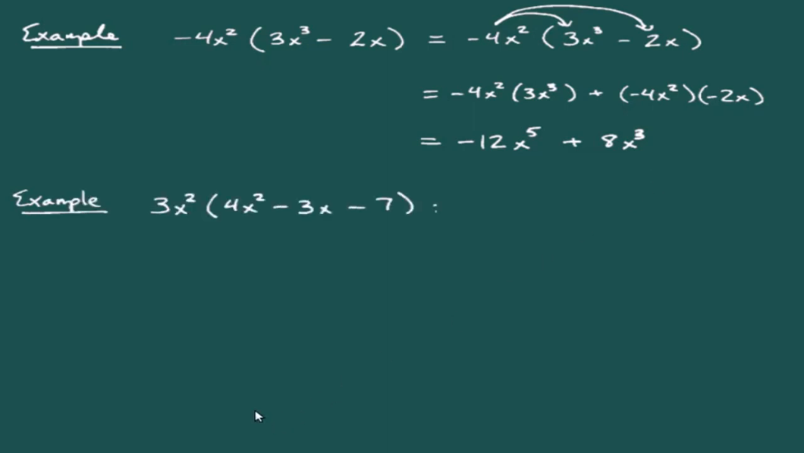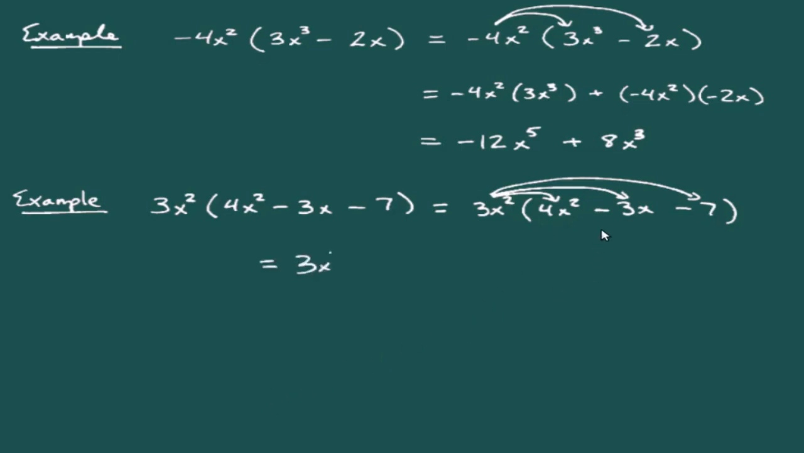So let's do one more example where we increase the volume a little bit more, and so maybe we're multiplying by 3 terms. So suppose we've got 3x squared times the quantity 4x squared minus 3x minus 7. Well, the distributive property tells us that the 3x squared is going to get distributed to all three terms. So we've got a 3x squared times the 4x squared, plus our 3x squared times our negative 3x plus a 3x squared times the negative 7.